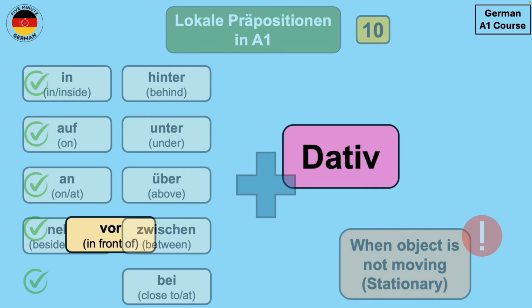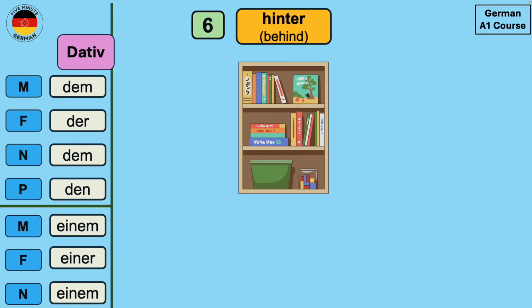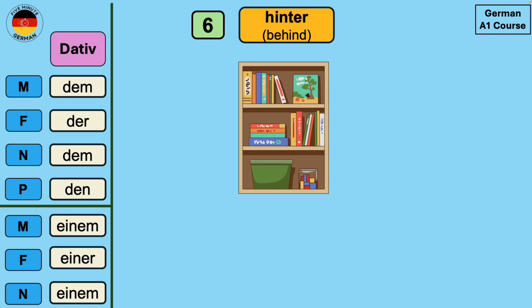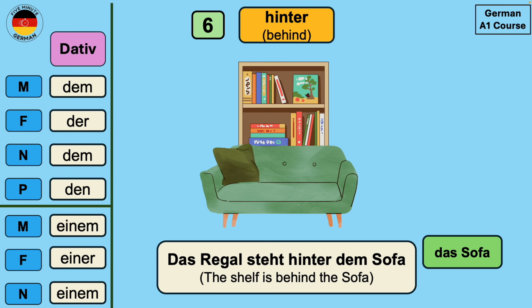Now moving on, the next preposition is hinter, which means behind. So suppose you have this bookshelf in your apartment and you place a sofa in front of it. Then you can say, das Regal steht hinter dem Sofa. The shelf is behind the sofa.